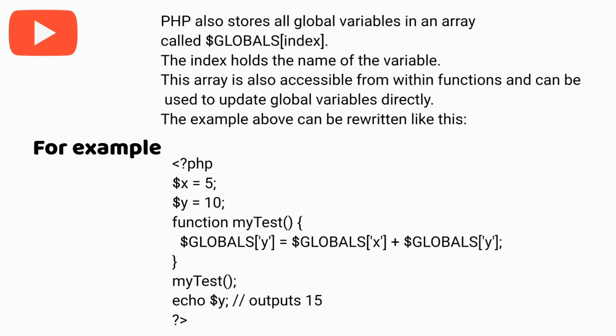PHP also stores all global variables in an array called $GLOBALS[index]. The index holds the name of the variable. This array is also accessible from within functions and can be used to update global variables directly. The example above can be rewritten like this. $x = 5; $y = 10; function myTest() { $GLOBALS['y'] = $GLOBALS['x'] + $GLOBALS['y']; } myTest(); echo $y; // outputs 15. Try it yourself on your PC.